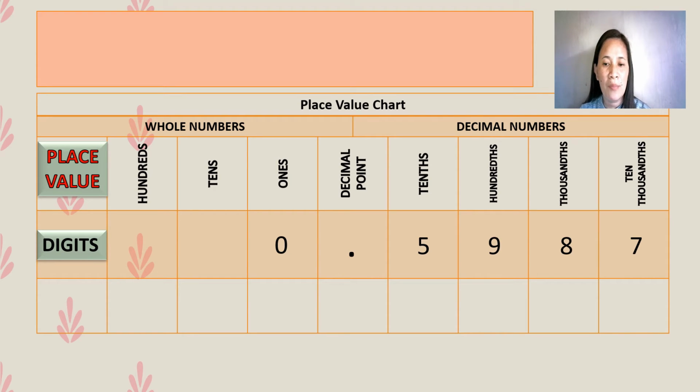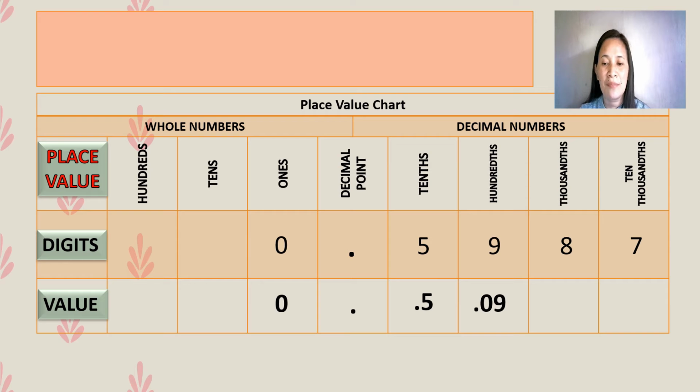Now, how do we get the value of each digit? Here, we put 0 as our placeholder in our decimal numbers. Then, decimal point. To get the value of 5, which is in our tenths, decimal point, then 5. In tens, we only have 1 zero, so we have only one digit in the tens place. In hundreds, we have 2 zeros, right? So, we should have 2 digits there. So, decimal point, then add 0, then 9. So, 0 stands for tens, and 9 is hundreds. So, we read it as 9 hundredths.